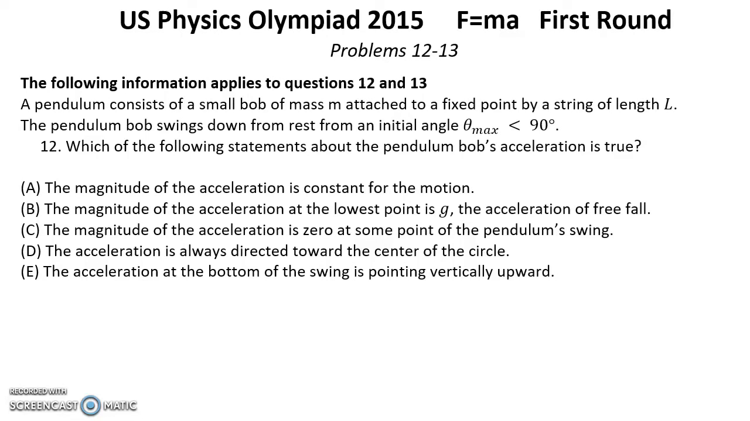Problems 12 and 13. The following information applies to questions 12 and 13. A pendulum consists of a small block of mass M attached to a fixed point by a string of length L. The pendulum block swings down from rest from an initial angle theta max less than 90 degrees. Question 12. Which of the following statements about the pendulum bob's acceleration is true?